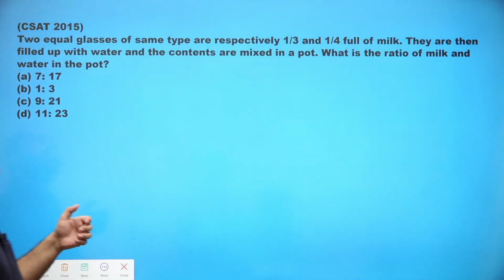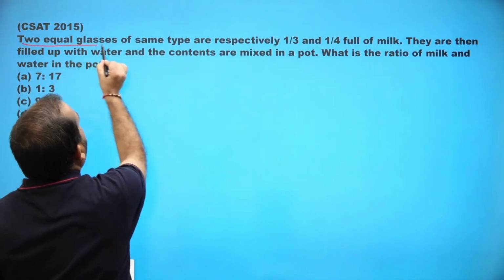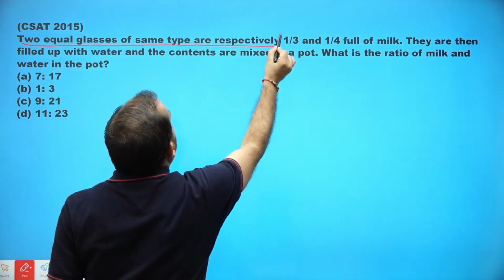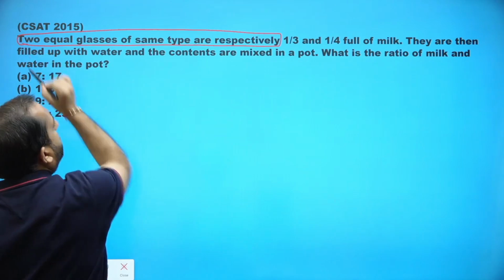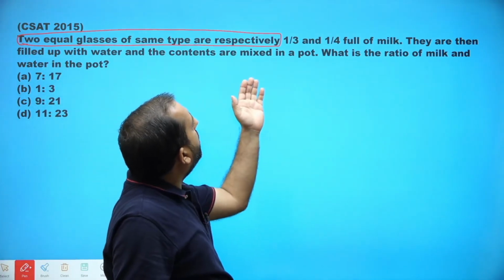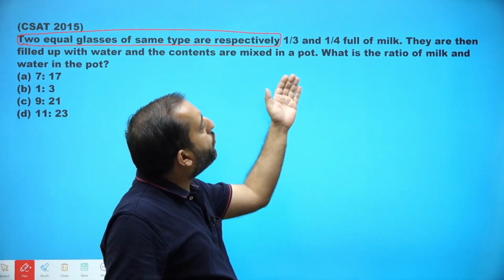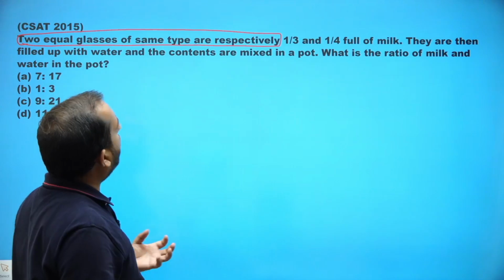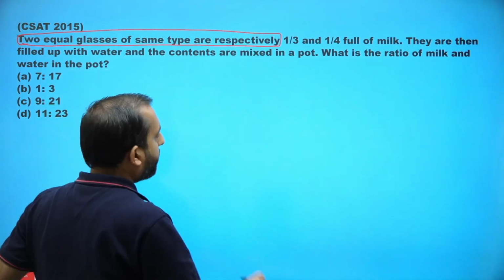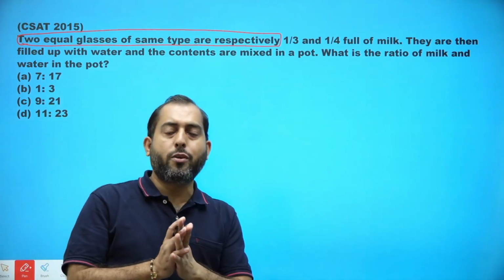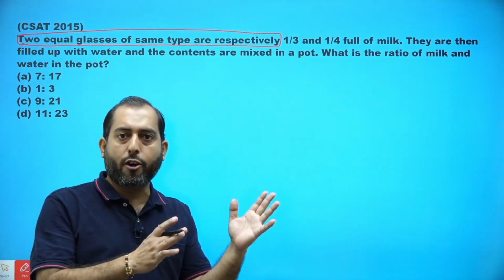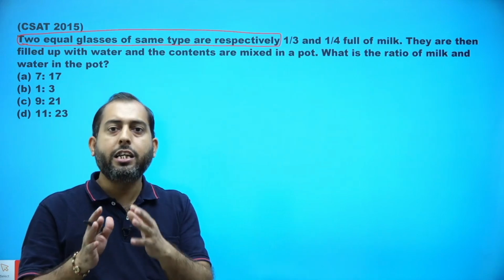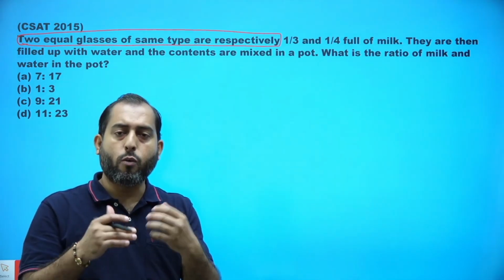This question says two equal glasses of the same type are respectively 1/3 and 1/4 full of milk. They are then filled up with water. Okay, now let's try to understand. This question can be solved with the help of two techniques. One, the normal, another is alligation. Let me tell you both of those techniques one by one.